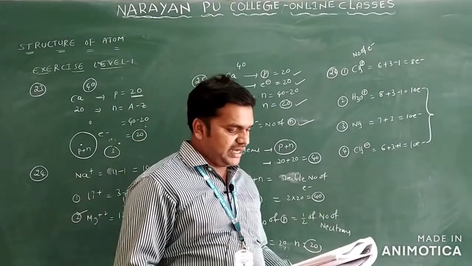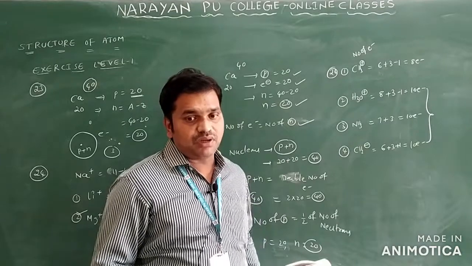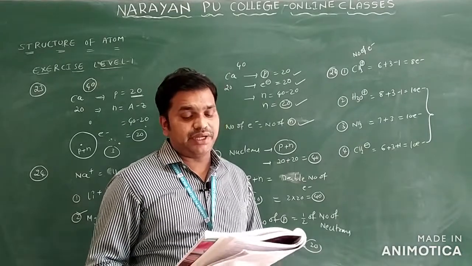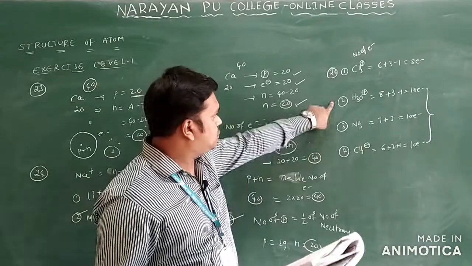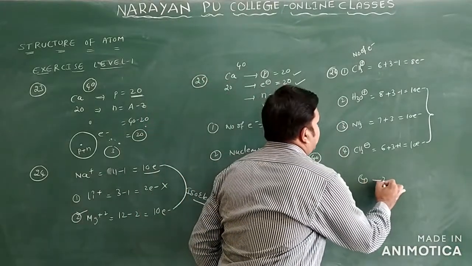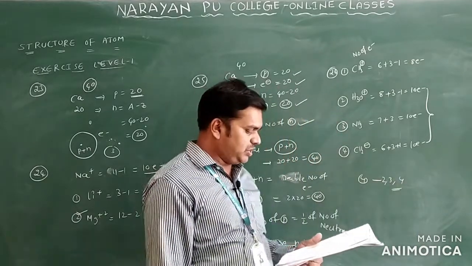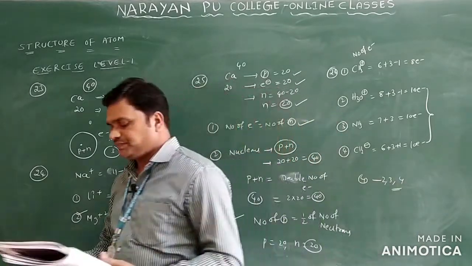So which are having the same number of electrons here? H3O plus and NH3 and CH3 minus have the same number of electrons. So we can say these have iso structure only. What answer will you take? 2, 3 and 4. It is present in which option? We have the fourth option, 2, 3 and 4. So this is question number 26.